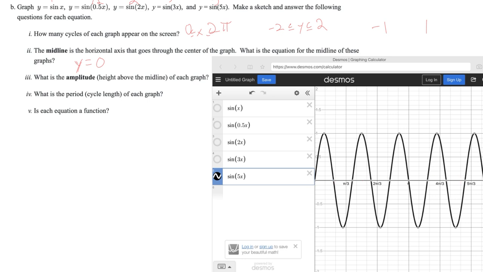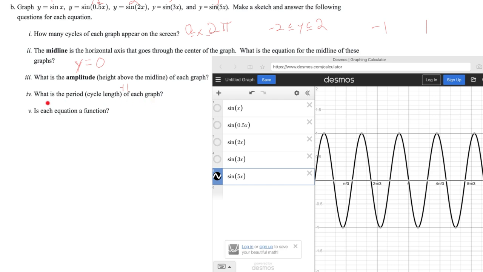And then it asks for what's the amplitude. That's the height above the midline of each graph. Well, in this case, that would just be a +1. They're all just hitting right up to this +1 and then stopping, or down below. So that there is that.